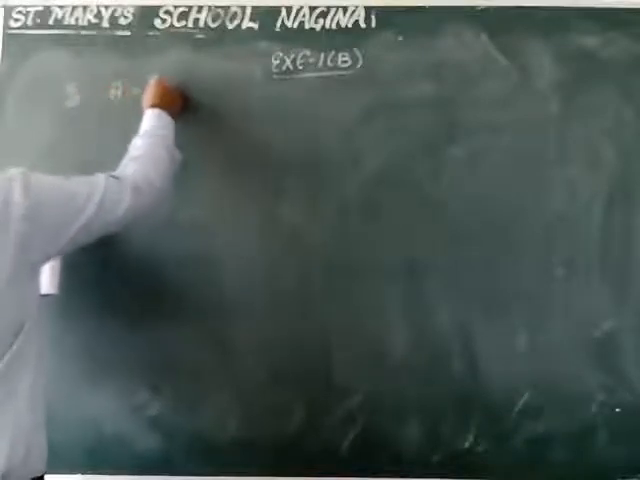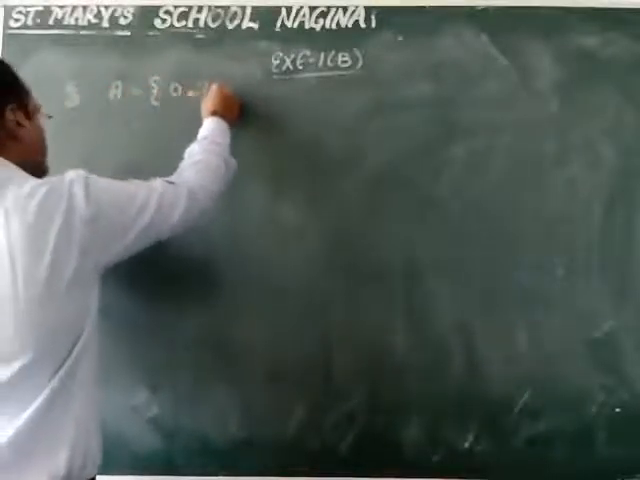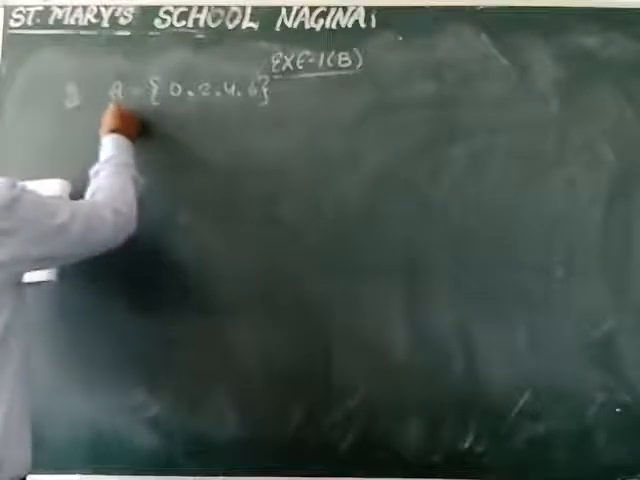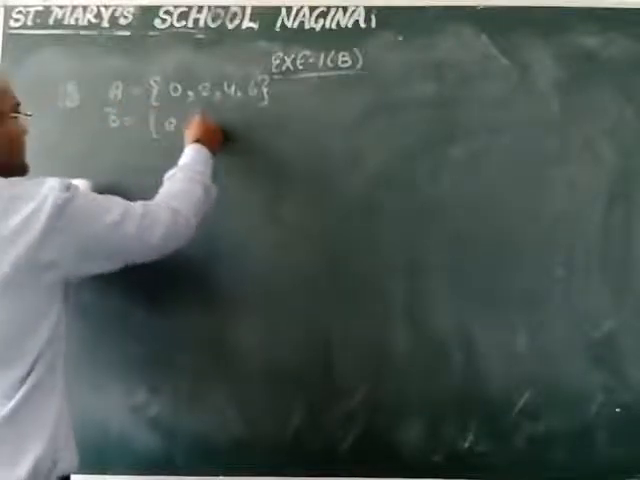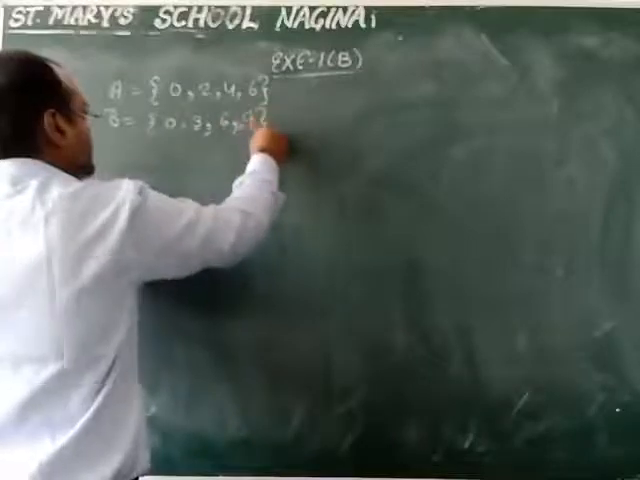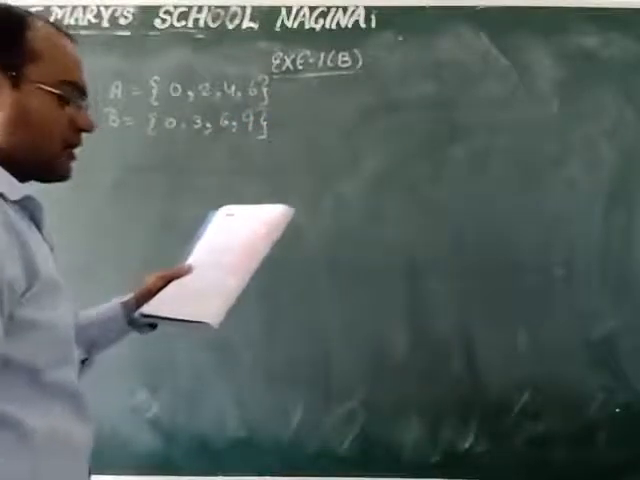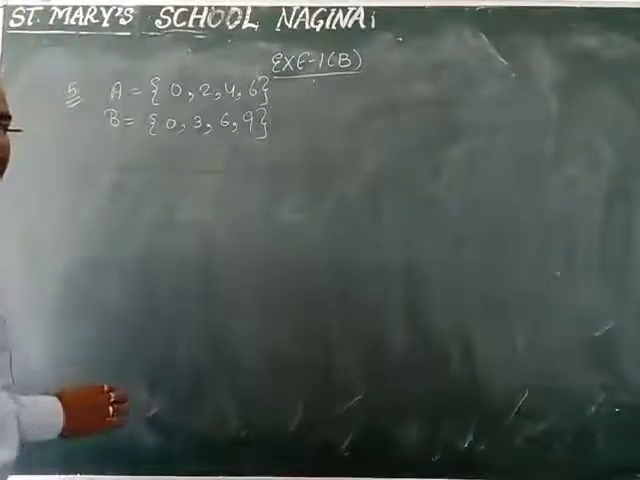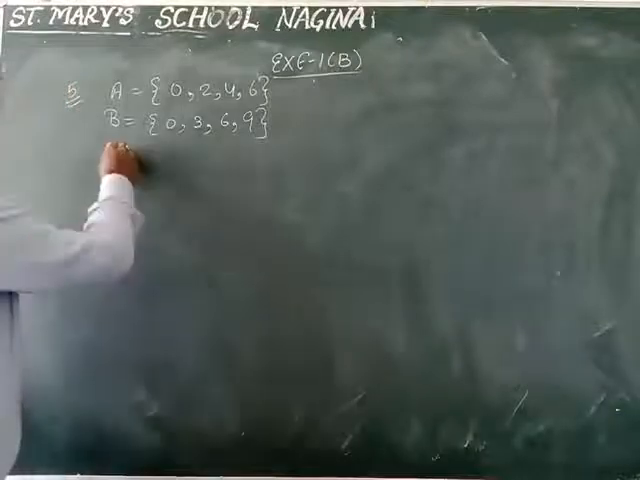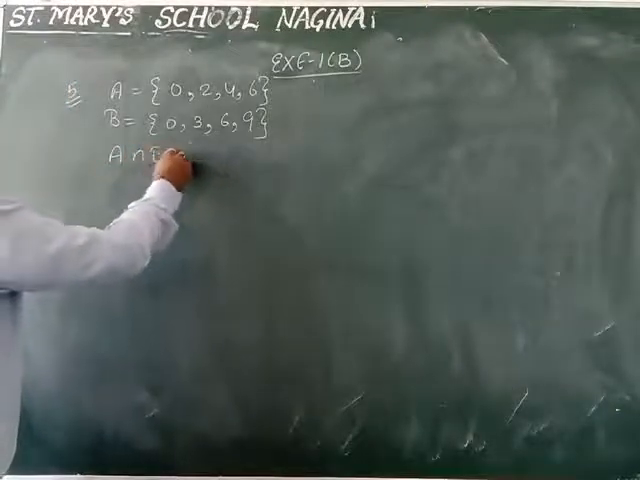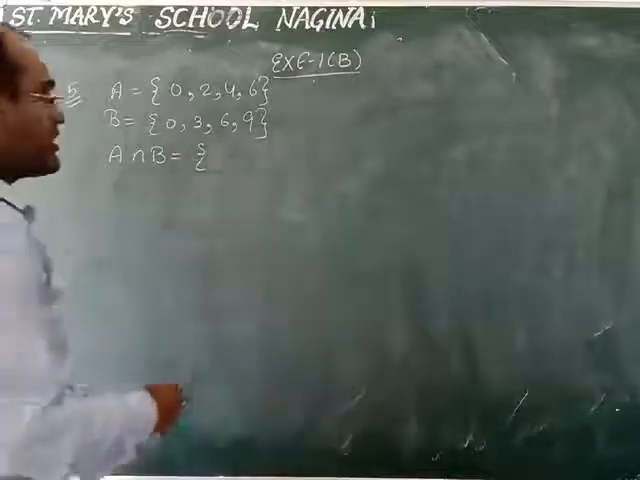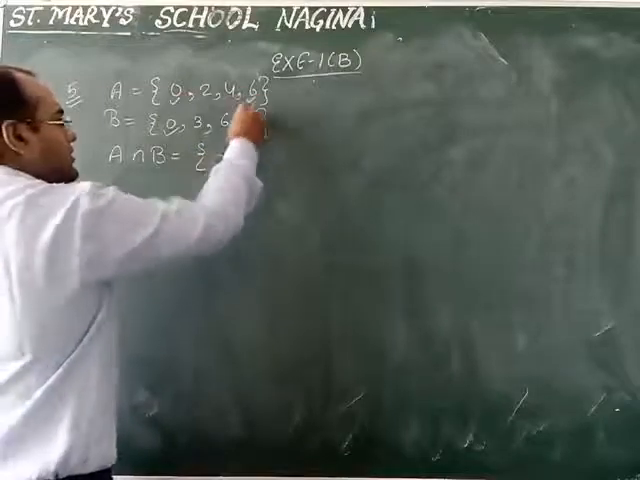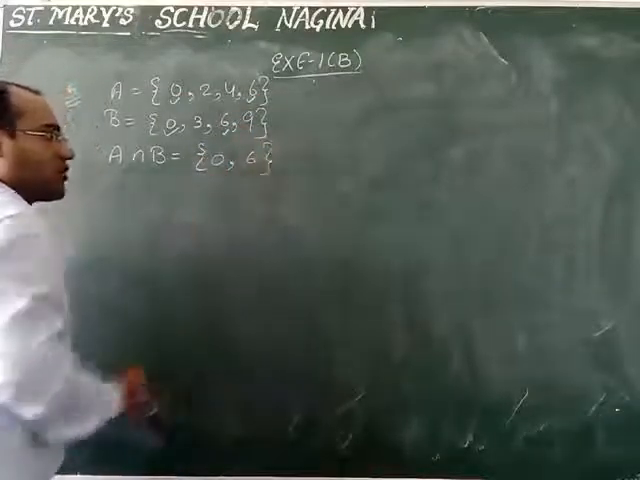A set is given: 0, 2, 4, 6. B set is also given: 0, 3, 6, 9. These two sets are given and we have to draw the Venn diagram. In order to draw the Venn diagram, first of all, you have to find the common, which means intersection. A intersection B: which elements are coming in both? 0 is coming in both. Then 6 is coming in both. So these two elements are common in both.